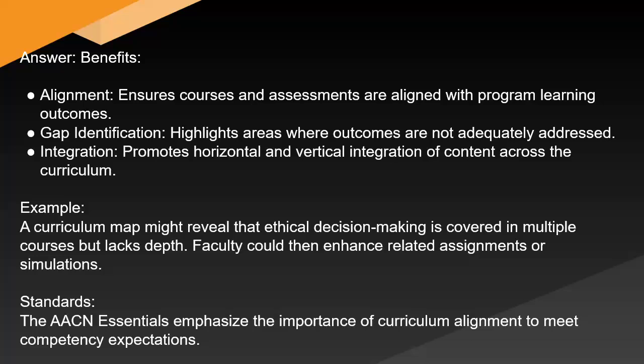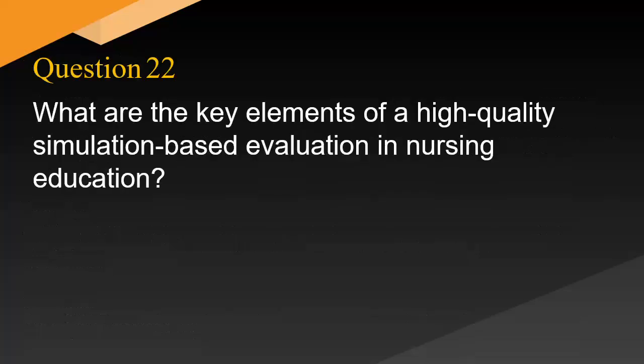Example, a curriculum map might reveal that ethical decision-making is covered in multiple courses but lacks depth. Faculty could then enhance related assignments or simulations. Standards: the AACN Essentials emphasize the importance of curriculum alignment to meet competency expectations. What are the key elements of a high-quality simulation-based evaluation in nursing education?